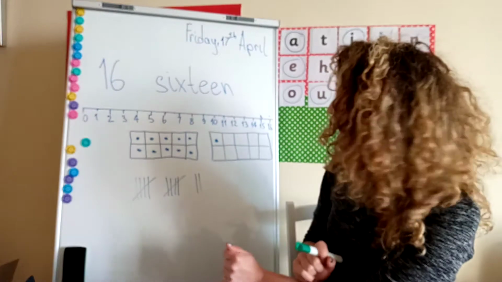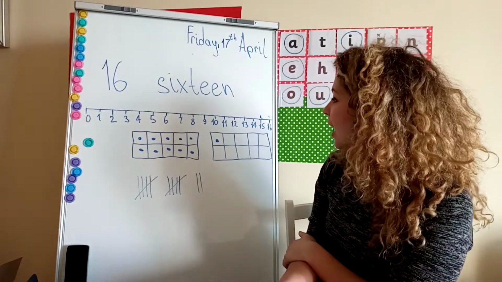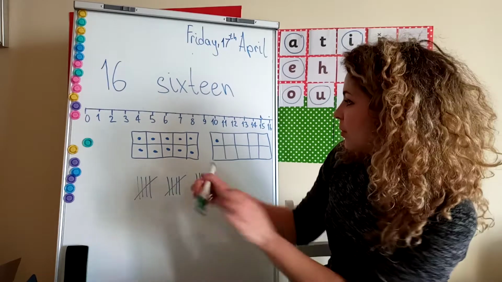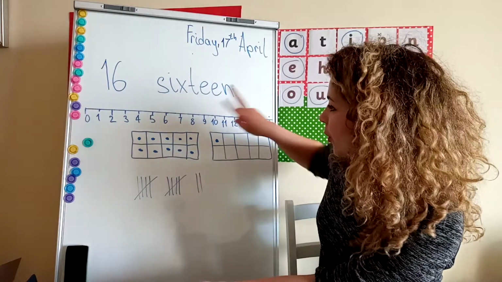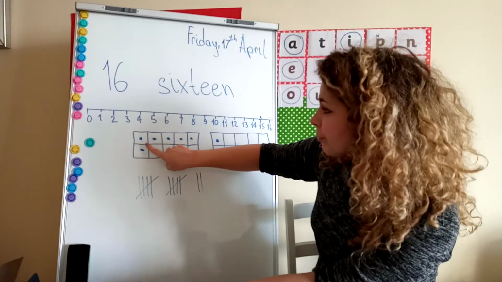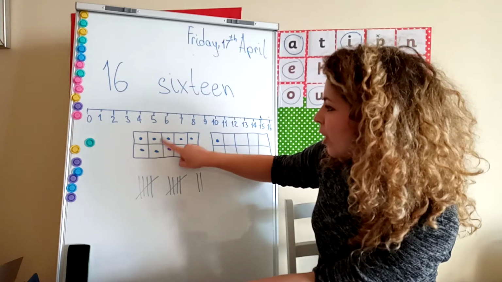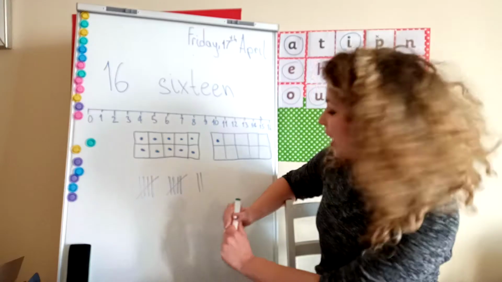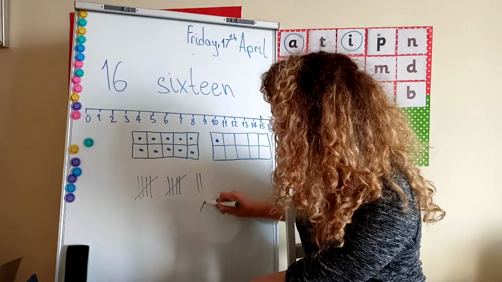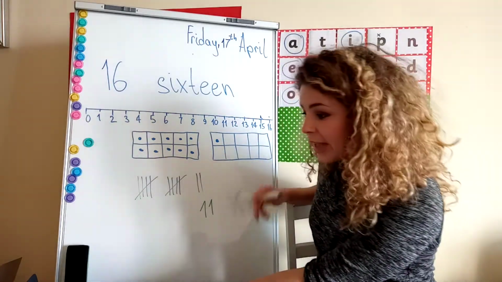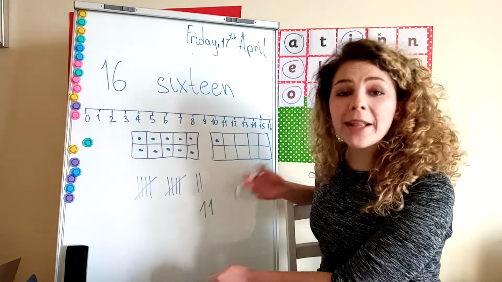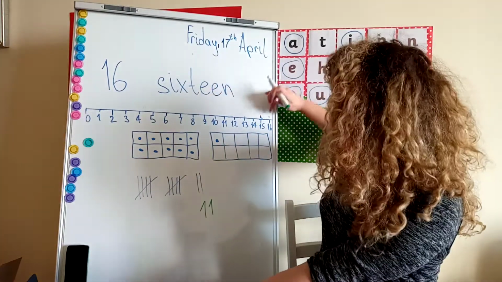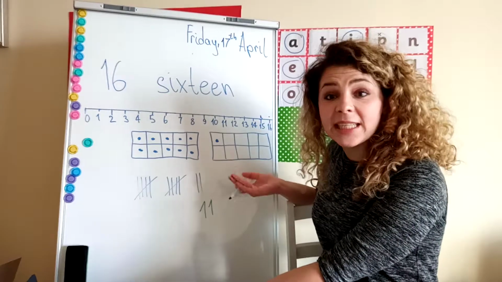Okay, so how are we going to do that? We have, how many do we have already? So let's count the 10 frame. We have 1, 2, 3, 4, 5, 6, 7, 8, 9, 10, 11. We have 11. So, what can we do now? We are at 11, but we want to get to 16.